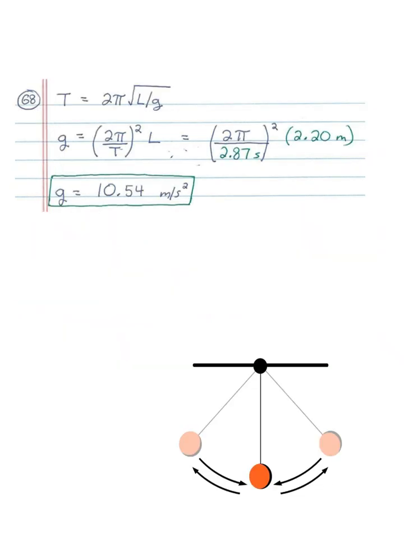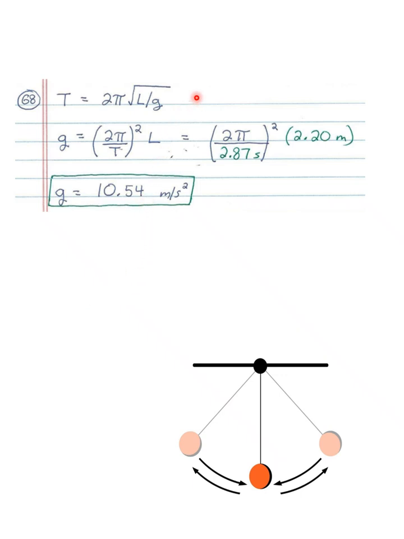Number 68, dealing with a pendulum. What is the gravitational acceleration on a planet where the period of a 2.2 meter long pendulum is 2.87 seconds? All right, so we are solving for g. We are not on planet Earth. We're on a planet with some other g.